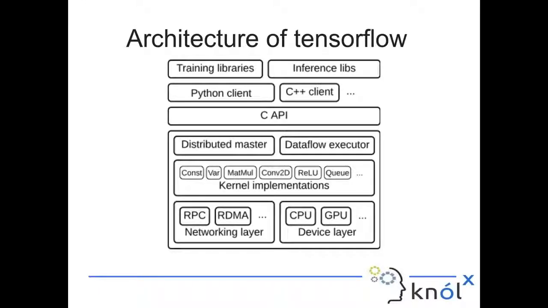So this is basically the architecture of TensorFlow. It can run on CPU, GPU. I do not have a lot of idea about the networking layer. Then it has the kernel implementation, which is implemented in C languages. These are the matrix multiplication, convolutional layer, ReLU layer. So these are the layers.